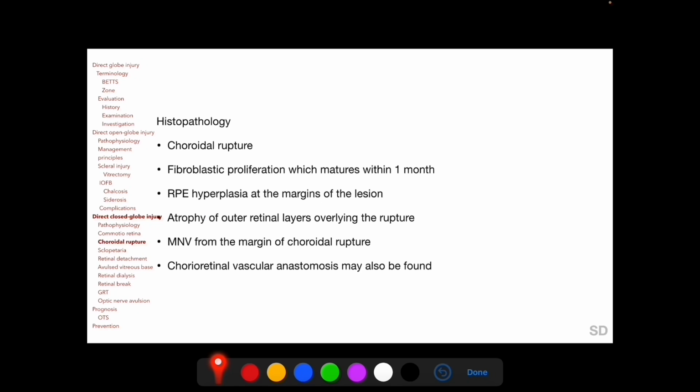Histopathology shows break in the choroid along with fibroblastic proliferation within the rupture, which matures within 1 month, RPE hyperplasia at the margins of the rupture, atrophy of outer retinal layers overlying the rupture, and macular neovascularization from the margins of the choroidal rupture. Sometimes chorioretinal vascular anastomosis occurring through the rupture may also be found.